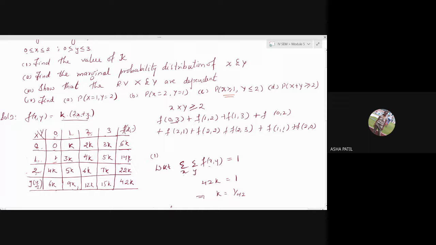The sum should be greater than or equal to 2, meaning check this sum. The sum of x and y, whatever you take here, should be greater than or equal to 2. Now add the corresponding probabilities. Add all the f of 0, 3. This is 3k. Go on adding them. 3 by 42 plus f of 1, 2. It is 4k, 4 by 42. So add all these. Check what value you get.